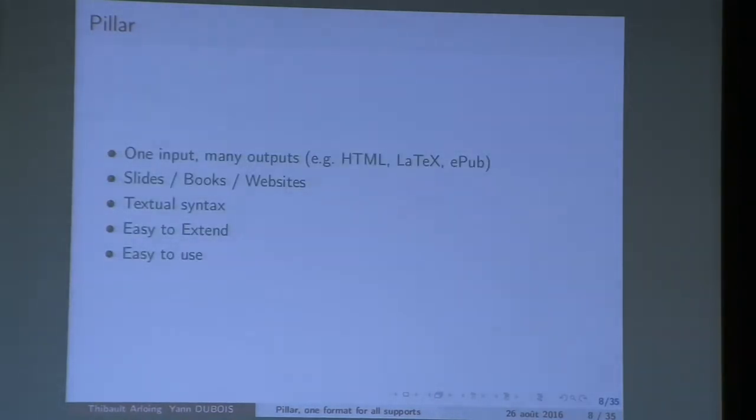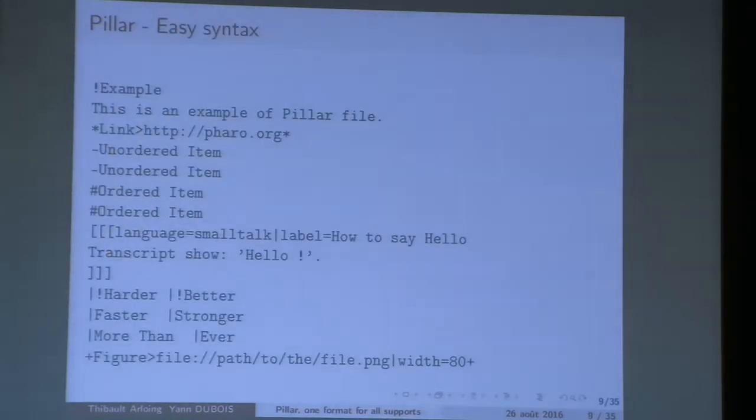So, with Pillar, you can generate slides, books, and websites. It's a markup language with a textual syntax. It's easy to extend and easy to use. So you have an example of the easy syntax. You have the header, the paragraphs, the link, the ordered item, the list. You have the script. You have a table. You have figures and a lot of things.